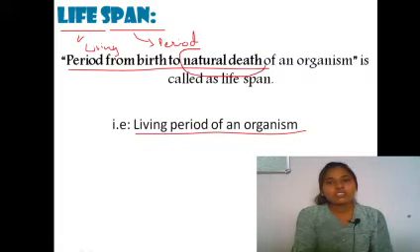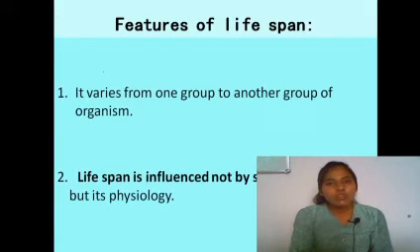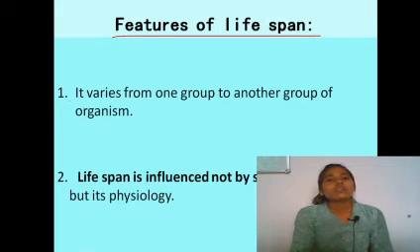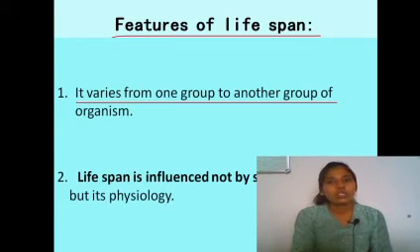Understood? So there is a condition here, that is natural death. Here we consider lifespan for a particular species, not only an individual, we are considering the whole species. Here you can see the features of lifespan. There are two important features for a lifespan. The first point is it varies from one group of organisms to another group. We know the meaning of lifespan: it's a period from birth to natural death, or you can say it's the living period of an organism. So this living period is different from one group to another group.